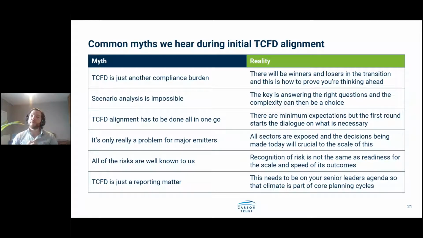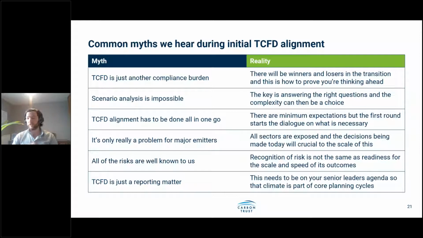Also, that scenario analysis piece is often presented as too difficult, too uncertain. I don't know where to start. And I think what we'd say is that the reality here is that what needs to be done is finding really what the right questions you're trying to ask the business are, so that you can answer those through scenario analysis.